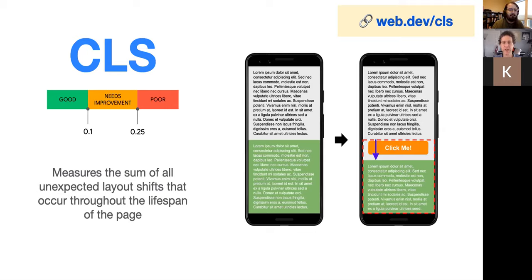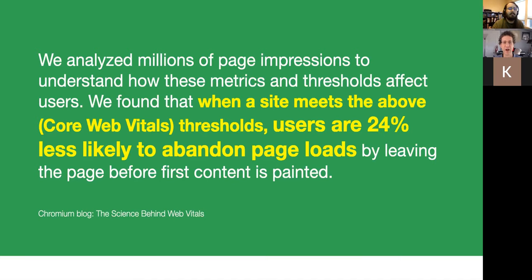So they did a study and looked at these metrics. Next slide, please. And they found that when a site meets these thresholds, users are 24% less likely to abandon page loads. So they actually make a pretty big difference. 24% less likely to abandon is a pretty big difference. So they're good goals to shoot for.